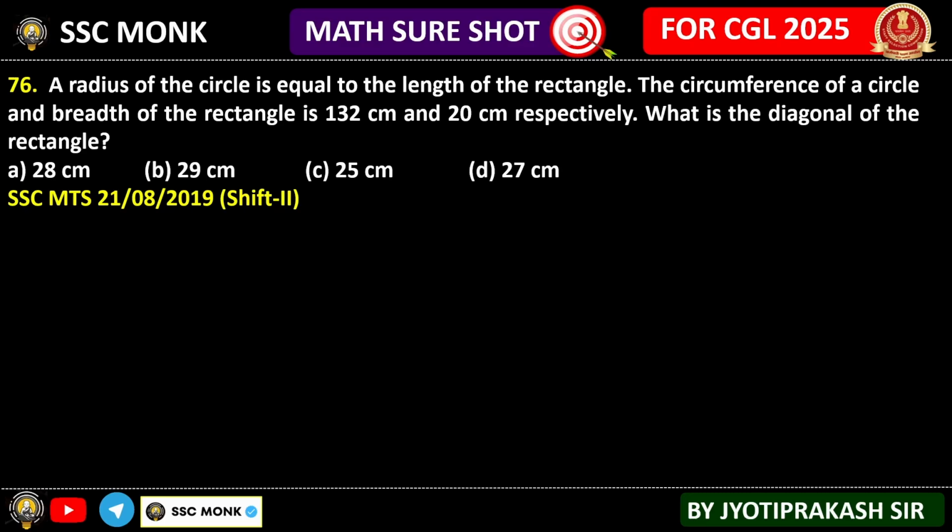The radius of the circle is equal to the length of the rectangle. The circumference of the circle and the breadth of the rectangle are 132 centimeter and 20 centimeter. Not an issue. It is saying circumference 2πr is equal to 132. That means πr is equal to 66. That means 22/7 into r is equal to 66. 22 3s are 66. r is equal to 21 centimeter. That is equal to length also. Breadth is equal to 20 centimeter.